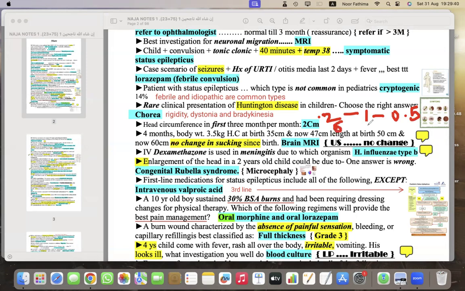So if we take the age of 1 year, in the first 3 months it will go up by 6 centimeters. In the next 3 months, it will increase by 3 centimeters, making 9. Then at the rate of 0.5 centimeters per month for 6 months, it will be 3 centimeters. So 6 plus 3 is 9, 9 plus 3 is 12. So in 1 year, the growth of head circumference should be 12 centimeters in total.